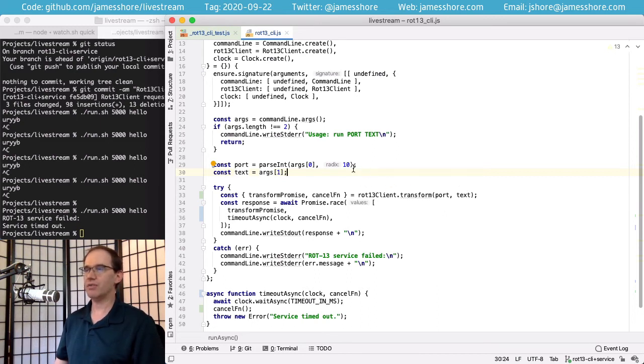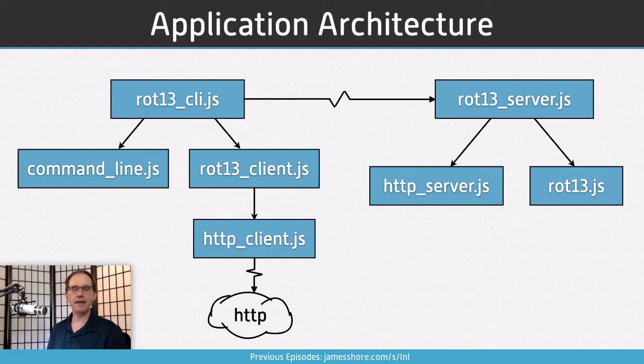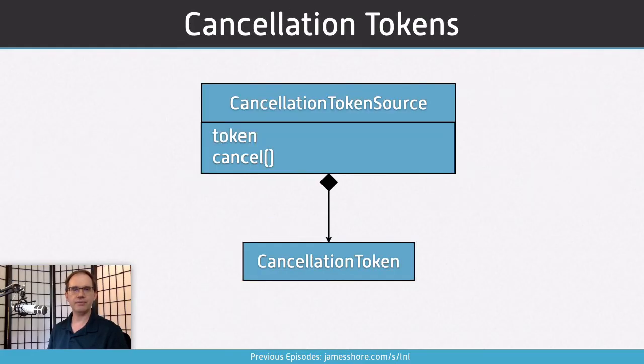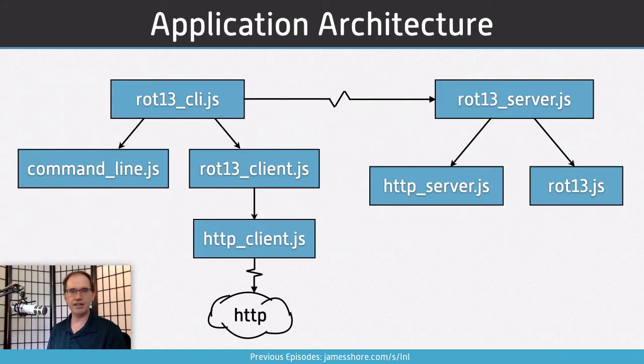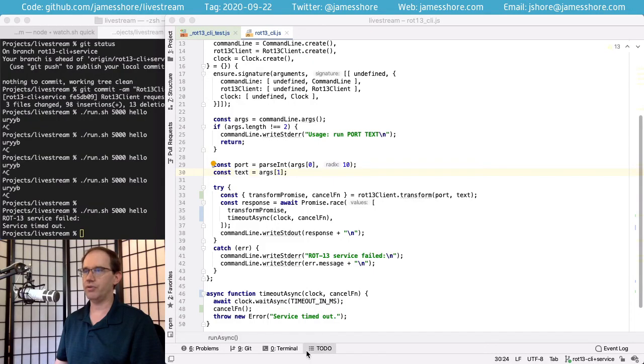So that is request cancellations. What we've done here, just to remind you, is we reviewed generic approaches to the problem and found the cancellation token approach. And then we used programming by intention to make a simpler solution specific to our situation. And that simpler solution was the cancel function. And we built that into the HTTP client, built it into our route 13 client, and then up in our route 13 command line code that's actually using it, it came out just really nicely.